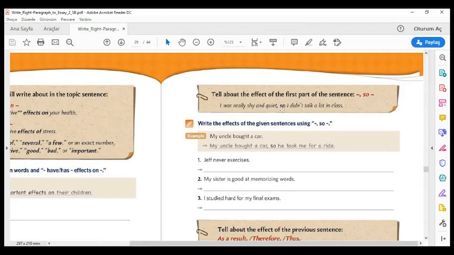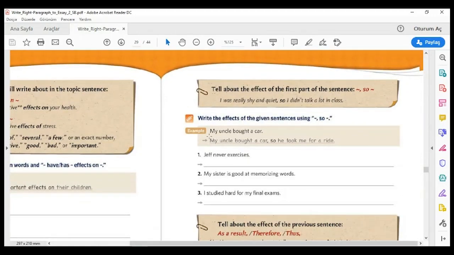Okay. Now, you're going to do this activity. My uncle bought a car. This is the example. My uncle bought a car, comma, so he took me for a ride. So you will add comma and so with your own possible explanations for each one of these. But for now, just take down the sentences, and after the lesson you can complete it.